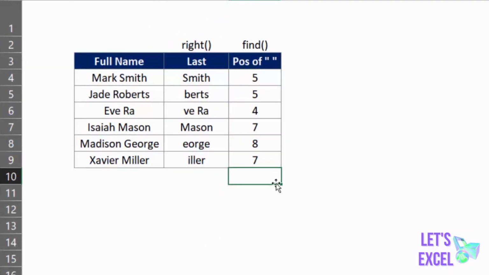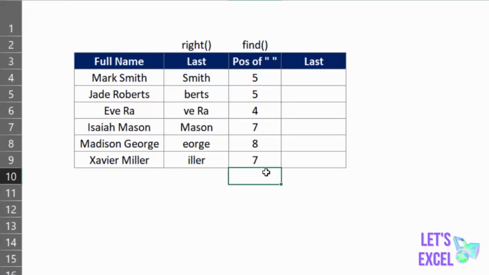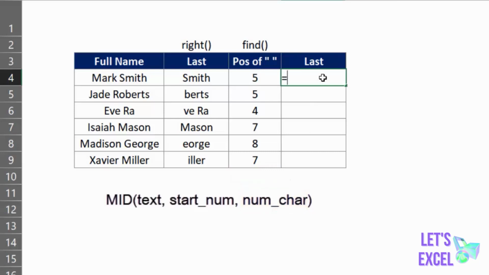Now we can use the position of the space in each name within our mid function to return the last name of each member. The inputs for the mid function are the cell you want to reference, what character you want to start at, and how many characters you want to return after that start value. So I want to look at the full name cell, starting with the position of the last name, which is going to be the position of the space plus 1.